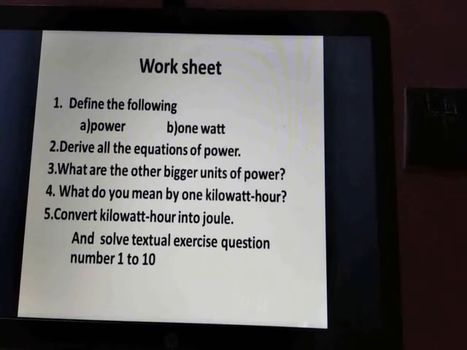Worksheet. Define the following: A. Power. B. 1 watt. Derive all the equations of power. What are the other bigger units of power? What do you mean by 1 kilowatt hour? Convert kilowatt hour into joule. Then you have to solve the textual exercise question number 1 to 10 also. So add this also in your worksheet, and if you have any doubt regarding any questions you can ask through WhatsApp.